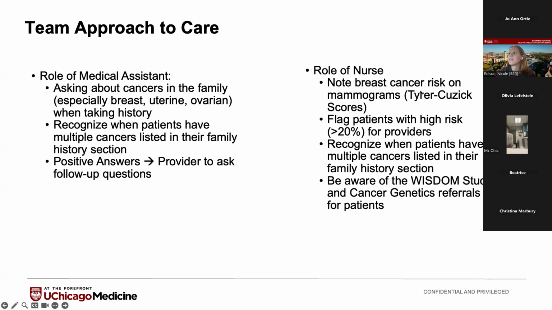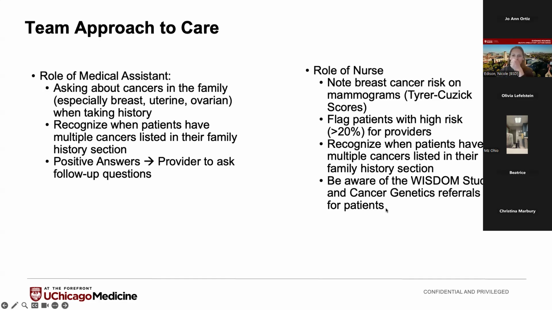So noticing elevated Tyrer-Cuzick scores, where patients have a lifetime risk, especially above 20%, and saying to the provider, hey, sometimes these aren't accurate, but maybe this should be more formally looked at and recalculated because they may need MRIs. Again, recognizing when patients have multiple cancers listed in their family history, and then being aware of the WISDOM study and cancer genetic referrals as potential resources for patients.